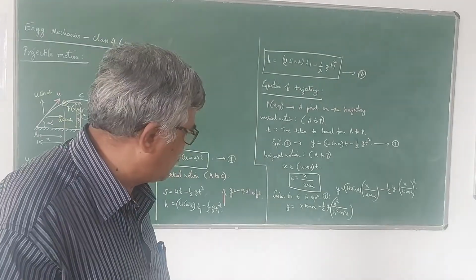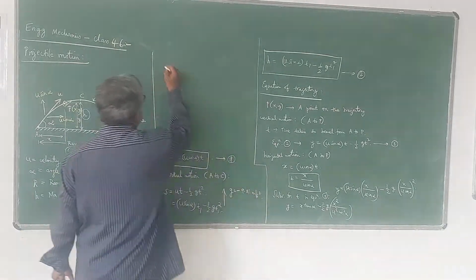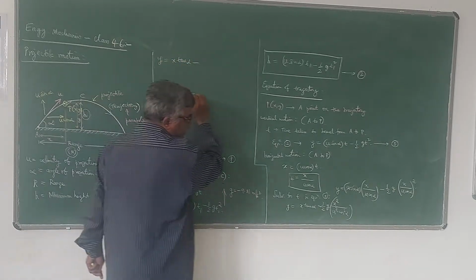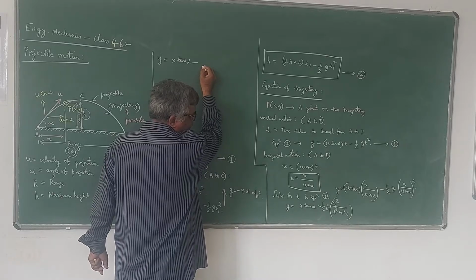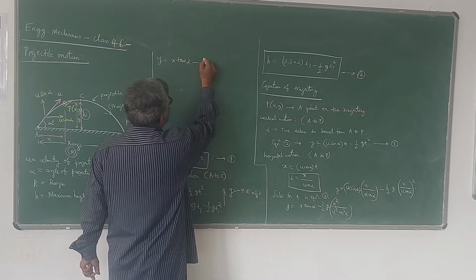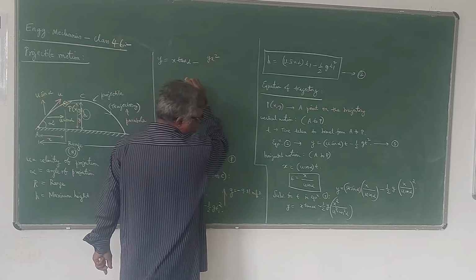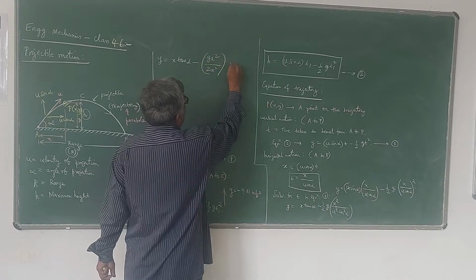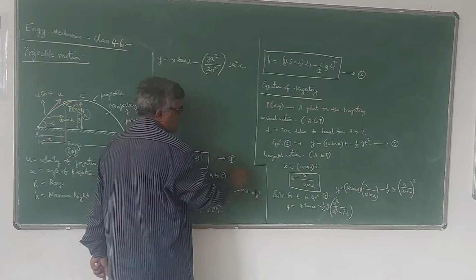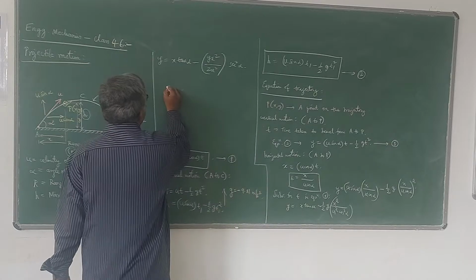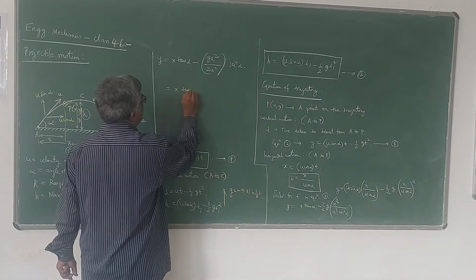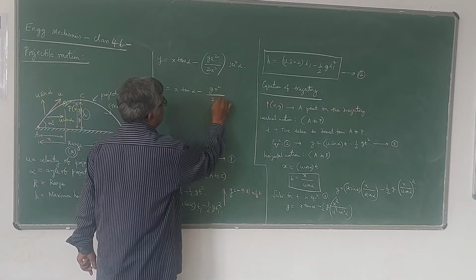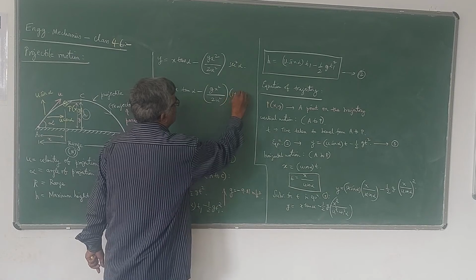So y is equal to x tan alpha minus g x square divided by 2u square into secant square alpha, because we know that 1 by cos square alpha is secant square alpha. And once again, secant square alpha can be written as 1 plus tan square alpha. All these trigonometric relations you should know. Secant square alpha is 1 plus tan square alpha.